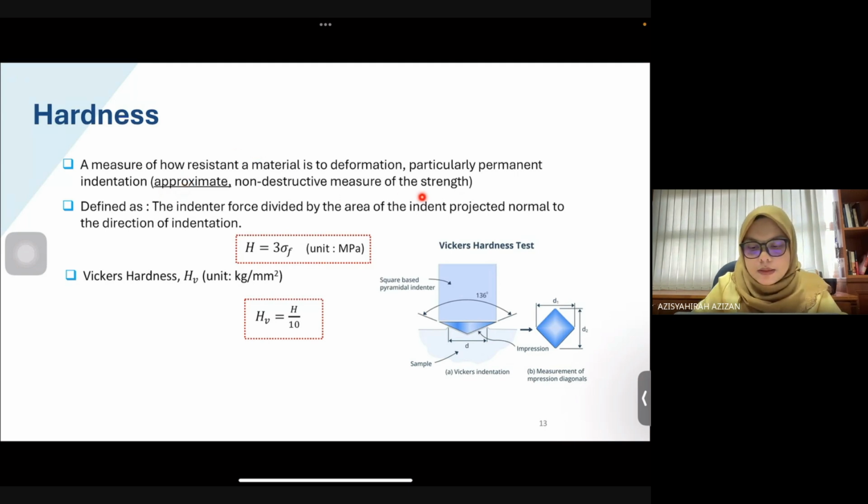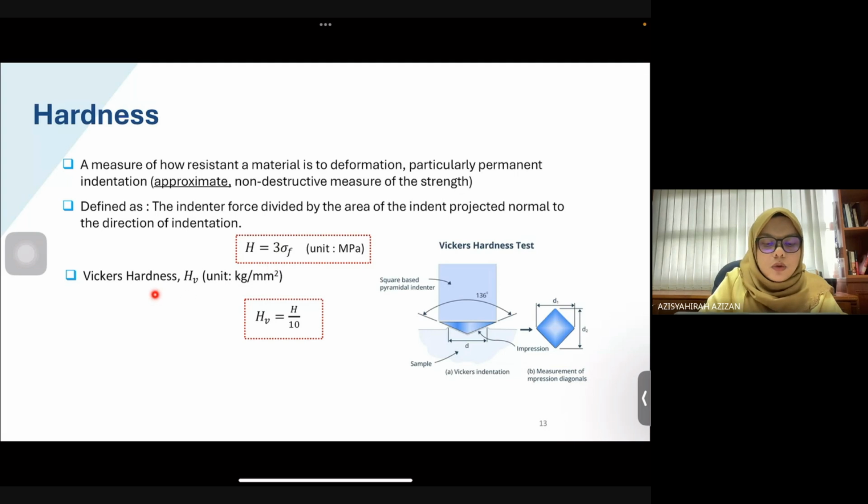It is an approximate process to measure strength, and it is one of these non-destructive methods to measure the strength of a material, right? It is defined as the indentation force divided by the area of the indent projected normal to the direction of indentation. So from hardness, we will be able to measure the material strength, sigma F. This is the strength of a material, but the hardness value is actually 3 times this material strength, okay, and the unit is megapascal, right?